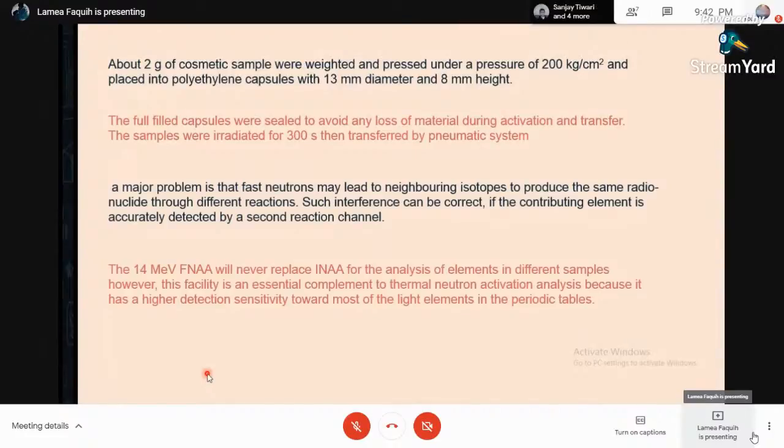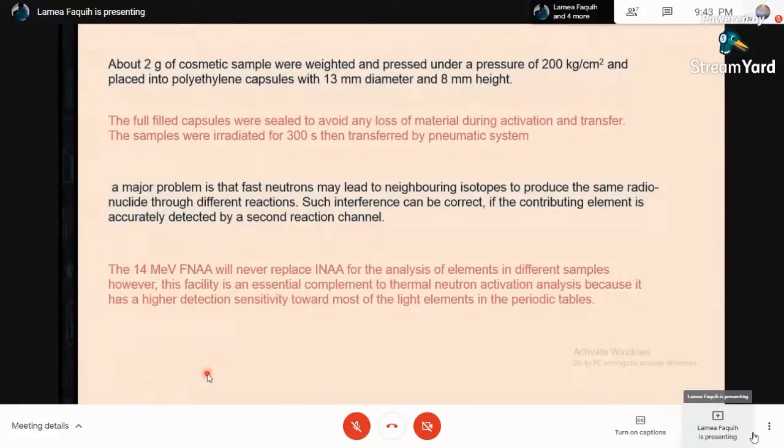So basically, a pneumatic system is nothing but some kind of automated compressed air system. Now a major problem we face is that the fast neutrons disturb the neighboring isotopes, and these disturbed neighboring isotopes may give off radiation from some radionuclide through these interactions. So that is one of the disadvantages of fast neutron activation analysis.